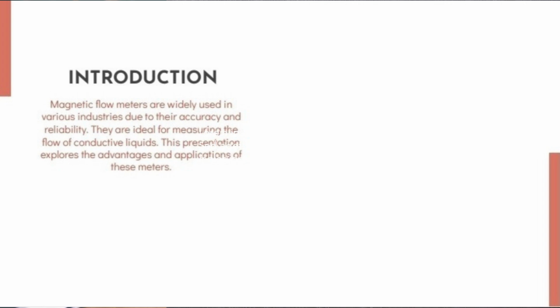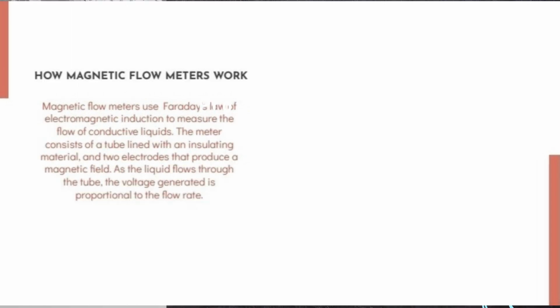These meters work on the principle of Faraday's law of electromagnetic induction, which states that whenever a conductor moves through a magnetic field of high strength, a voltage is induced in the conductor proportional to the relative velocity between the conductor and the magnetic field. This concept is used in the electric generator. In the case of flow meters, the electrically conductive flowing liquid works as the conductor.